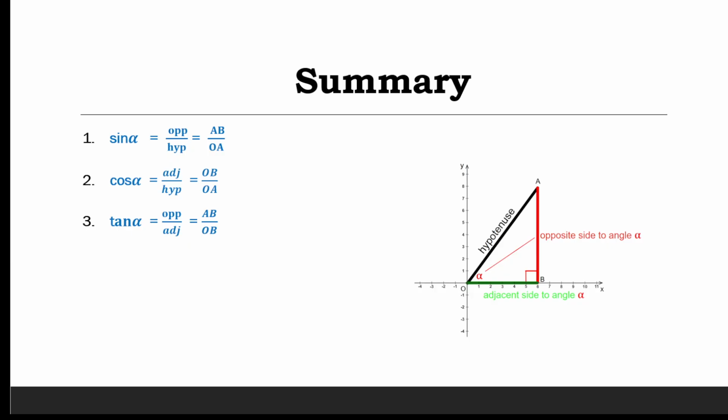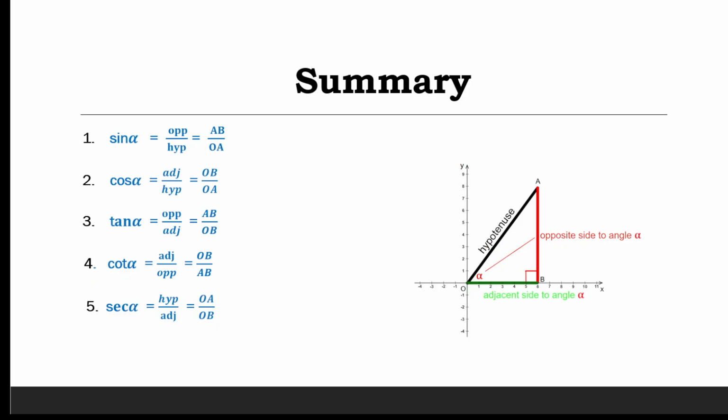Tan alpha is the opposite side to angle alpha divided by the adjacent side to angle alpha, which equates to AB divided by OB. Cot alpha, which is the reciprocal of tan alpha, is the adjacent side divided by the opposite side to angle alpha, which gives us OB divided by AB.